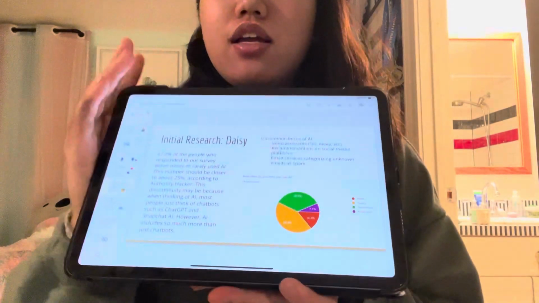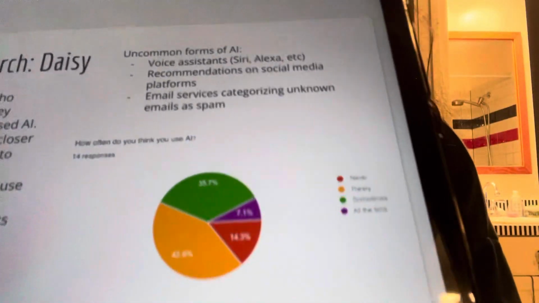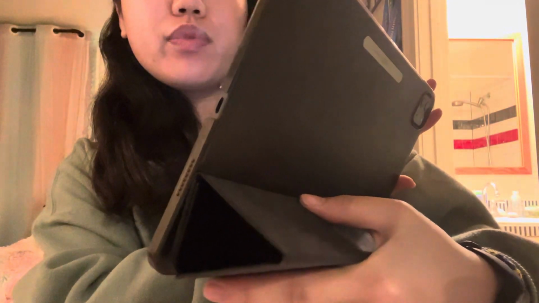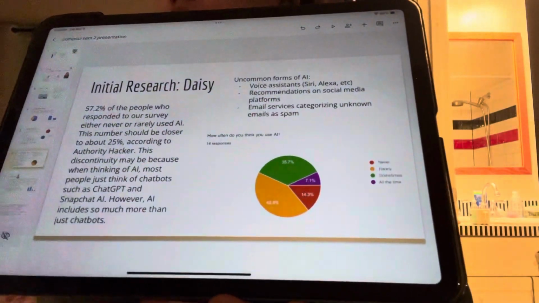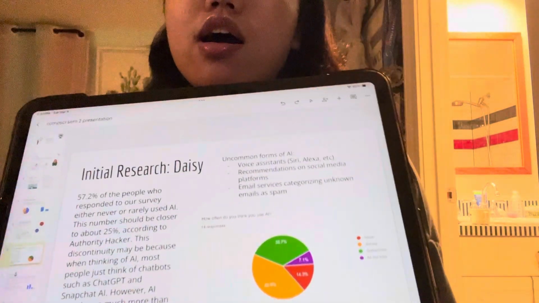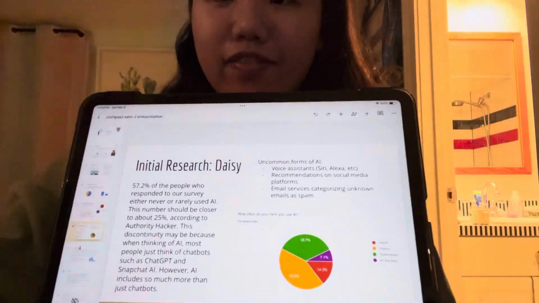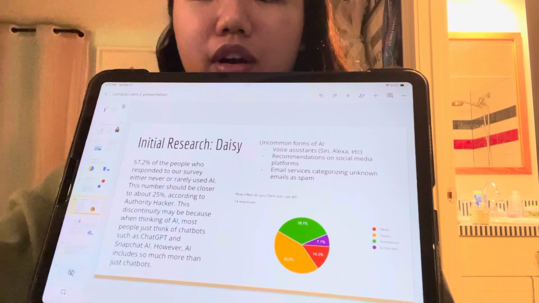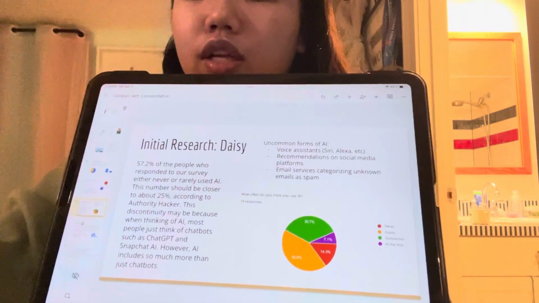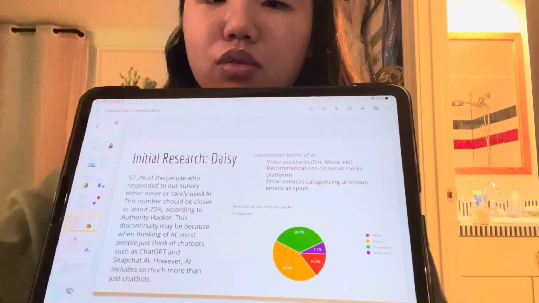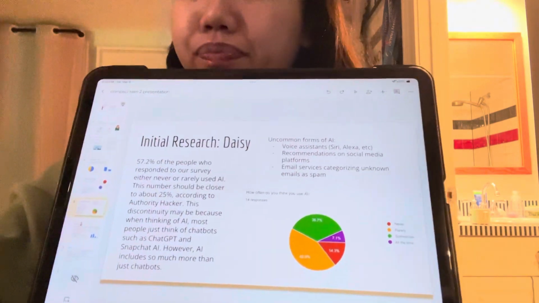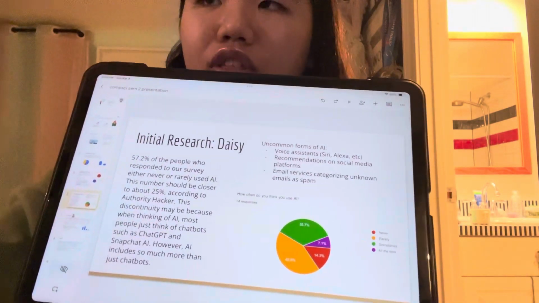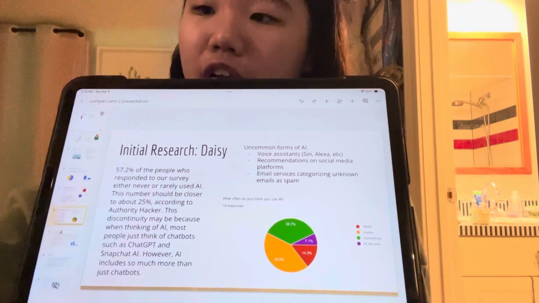Okay. This is the graph. As you can see, most people responded rarely when asked how often they use AI. 57.2% of the people who responded to our survey either said that they rarely or never used AI, but according to Authority Hacker, this number should be closer to about 25%. This is most likely because when people are thinking about AI, they usually think chatbots such as ChatGPT or Snapchat AI.